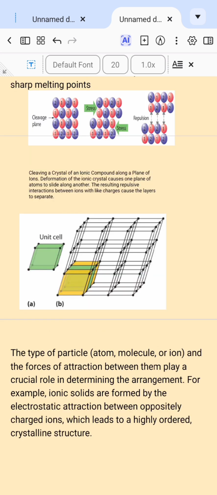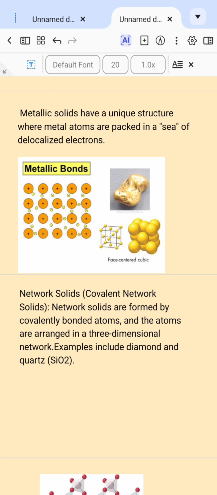Now, a very good illustration is this pink and purple arrangement where the particles are well arranged, following a kind of pattern. We can see the purple being arranged on the pink, and in a case where the same colors are facing each other, there will be a kind of repulsion. So in ionic solids, electrostatic attraction occurs, and that leads to the crystalline form.